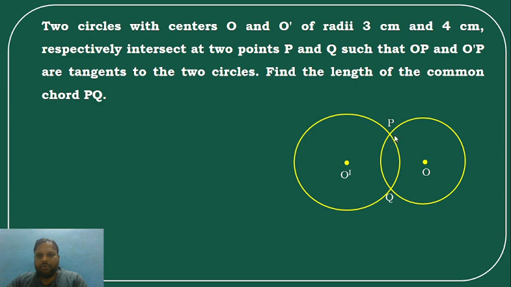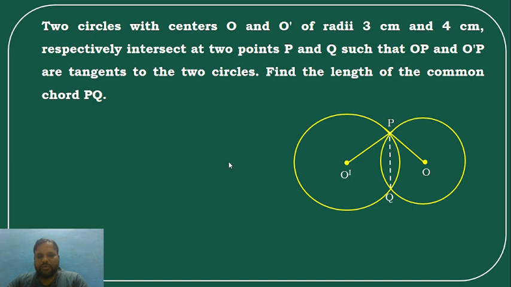Now, O dash P and OP. OP is a tangent to the bigger one, and O dash P becomes a tangent to the smaller circle. So here are the two tangents. O dash P and OP are the two tangents to the two circles. Find the length of the common chord. Here you can see if you join PQ, this becomes the common chord for the two circles. That is PQ. Now you have to find out the length of the common chord.